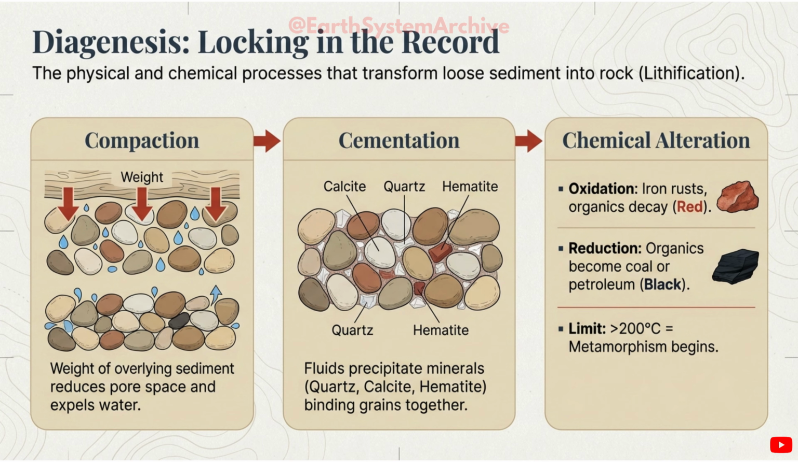Now, very important, diagenesis depends on oxidation conditions. In an oxidizing environment, organic remains convert to CO2 and water, and iron changes, and sediment can become deep red, like rust. In a reducing environment, oxygen is depleted. Organic material can become solid carbon, or hydrocarbons, a petroleum source. Finally, as burial temperature rises beyond about 200 degrees Celsius, diagenesis transitions into metamorphism.